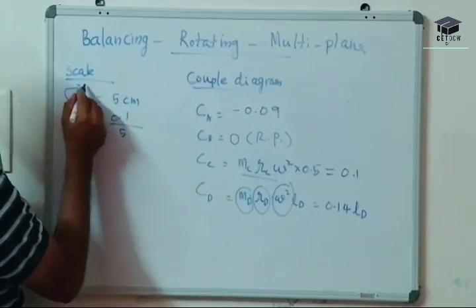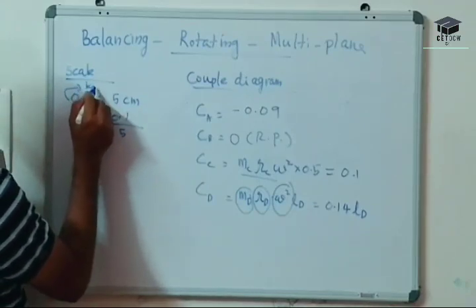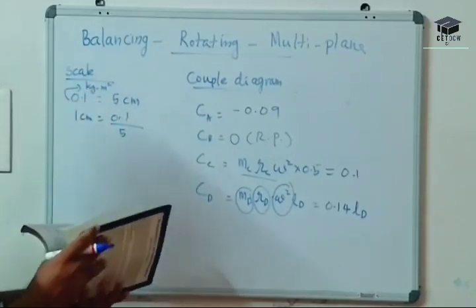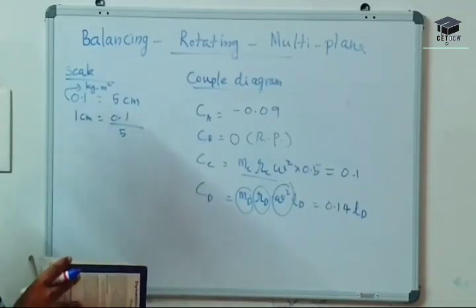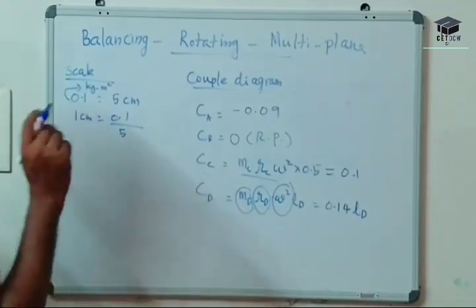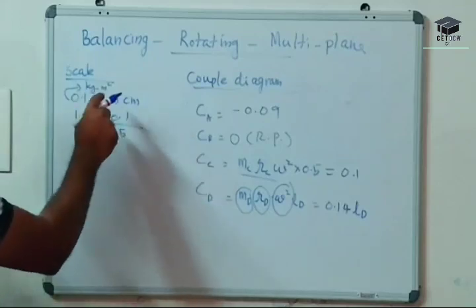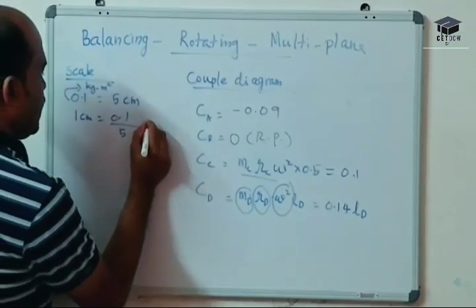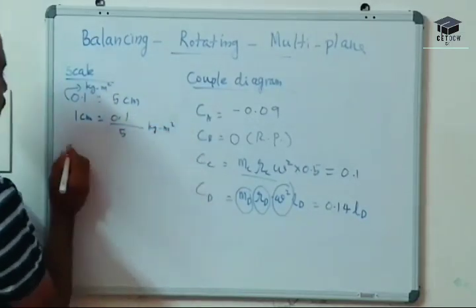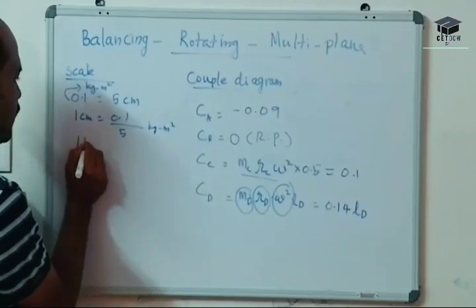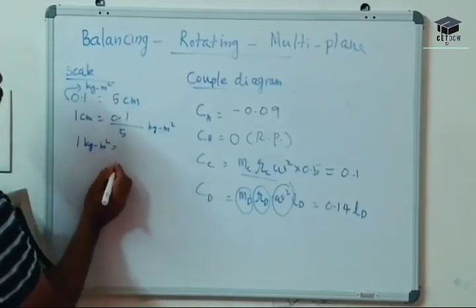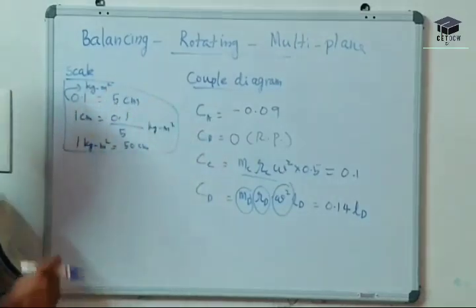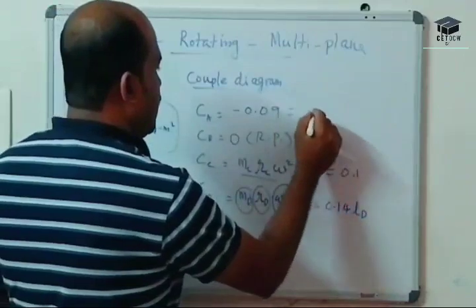What is the unit? It is kilogram meter square. MR omega square L. Omega we don't consider. It is M in kilogram, R and L in meter square. So 1 centimeter is equal to this much kilogram meter square. Or you can write 1 kilogram meter square is equal to 50 centimeter. This is the scale of the coupled polygon. Now you can calculate the corresponding lengths here. How many centimeters?